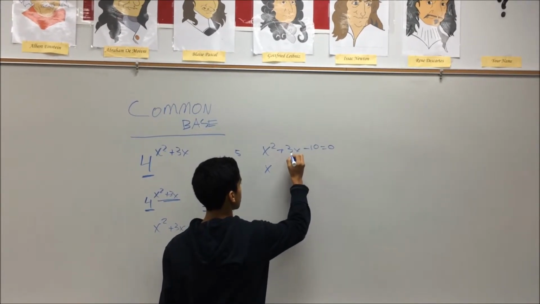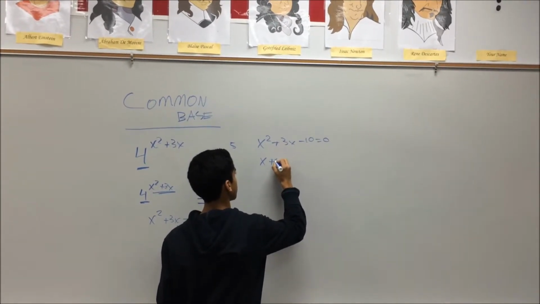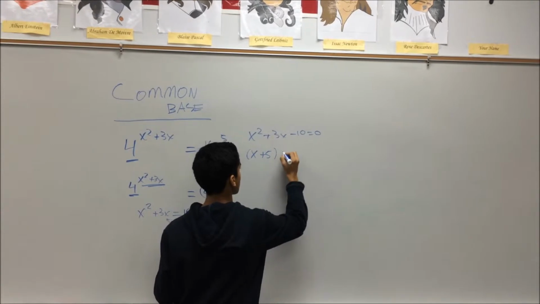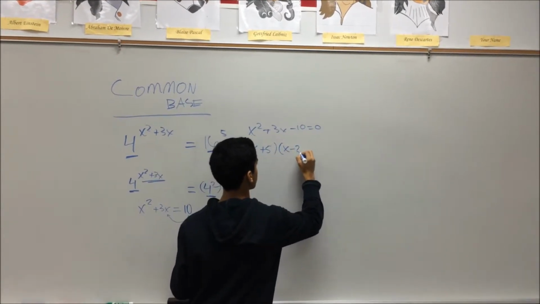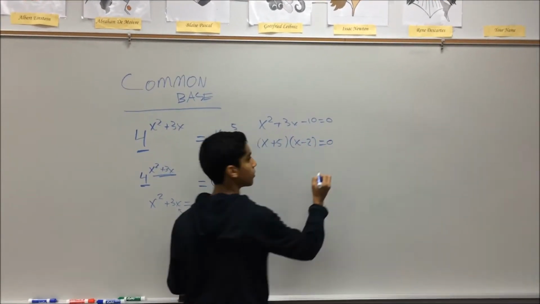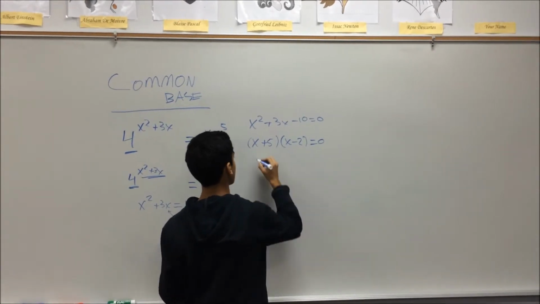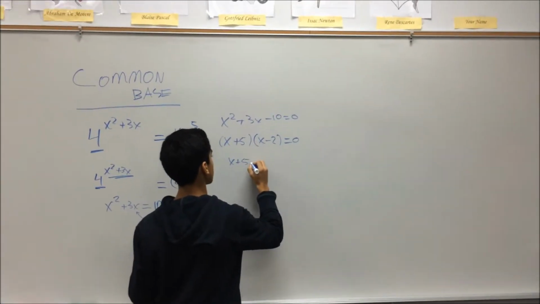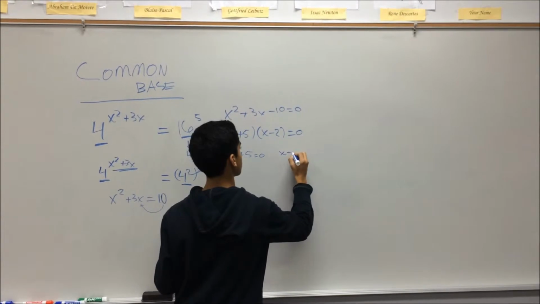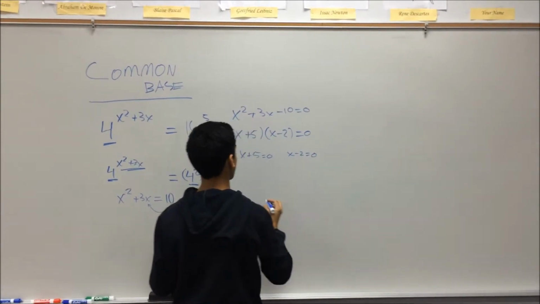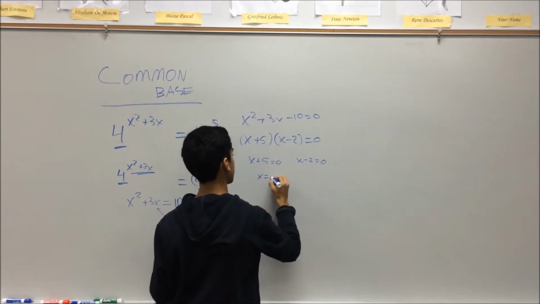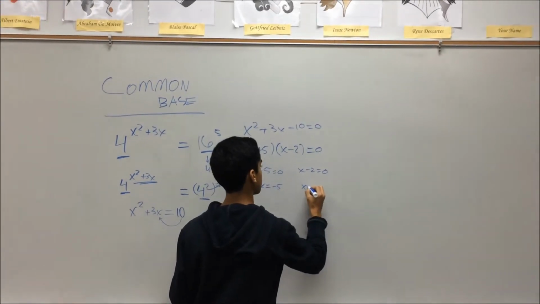So we have to use x plus 5, x minus 2, equals 0. Now, we set each part equal to 0. x plus 5 equals 0, x minus 2 equals 0. We're left with x equals -5, x equals 2.